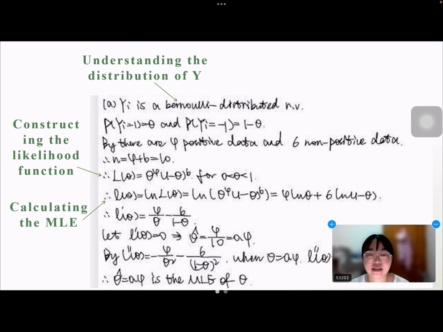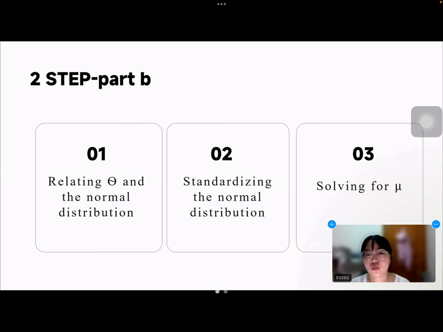We take the derivative of the ln likelihood function and let it be 0, and that theta is what we need, and it is the MLE of theta. Okay, this is part A.